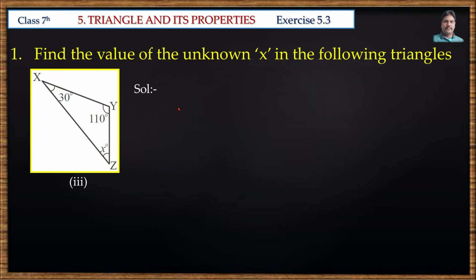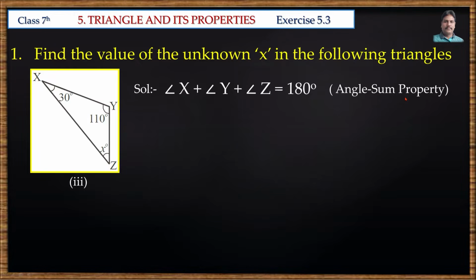So, angle X plus angle Y plus angle Z is equal to 180 degrees by the angle sum property. What is angle X? Angle X is 30, angle Y is 110, angle Z is x. So, 30 plus 110 plus x is equal to 180 degrees. 30 plus 110 becomes 140. 140 plus x is equal to 180.